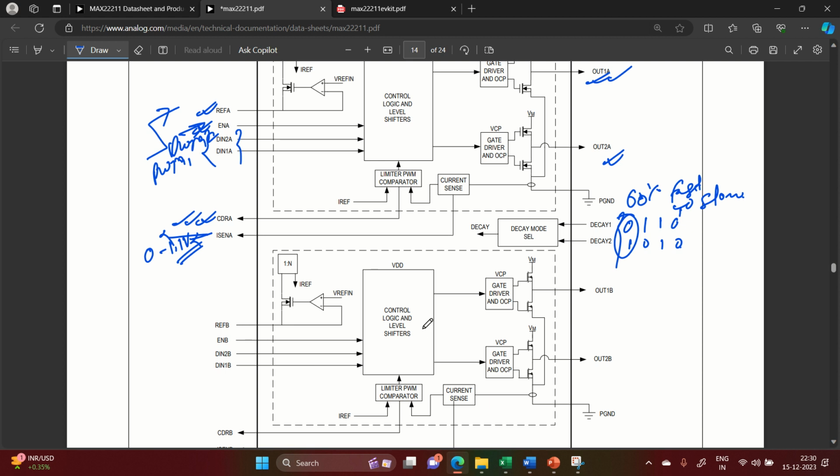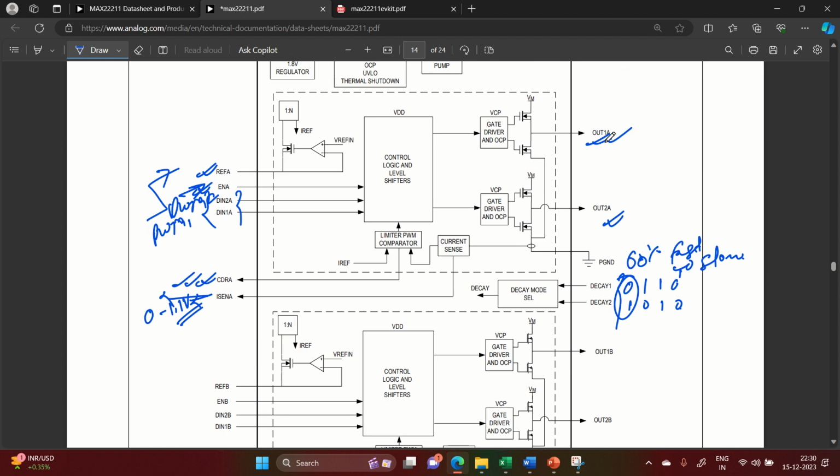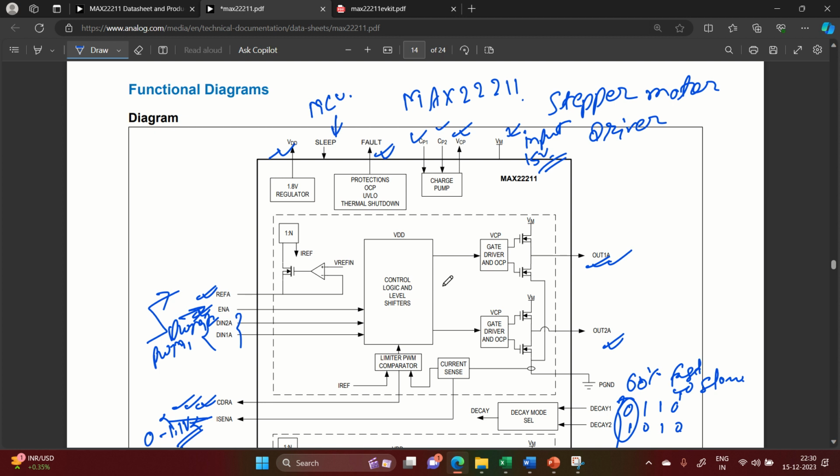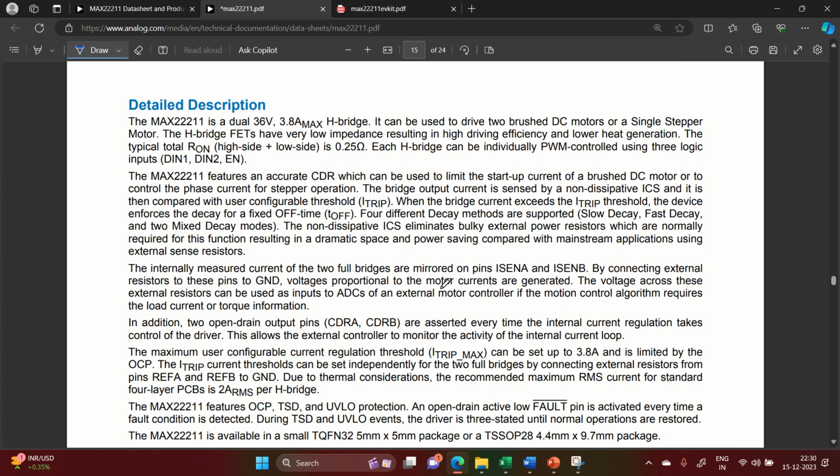Similar to that, you can see for part B as well, like we have REF B, enable B, and inputs of PWM inputs, and then current drive regulation and iSense, and this is my output. So this output pair 1 and output pair 2 will be driving the stepper motor. So this is what the block diagram is all about. All right. Now let us proceed to the next phase, the detailed design description.